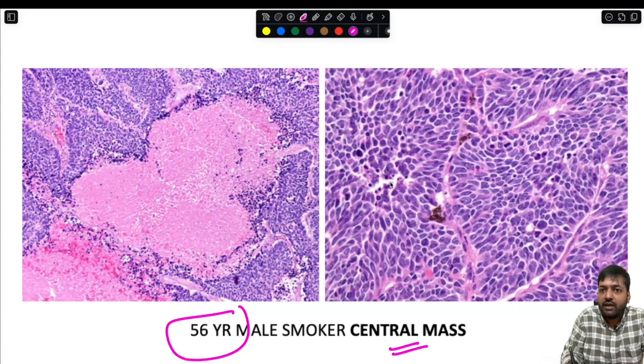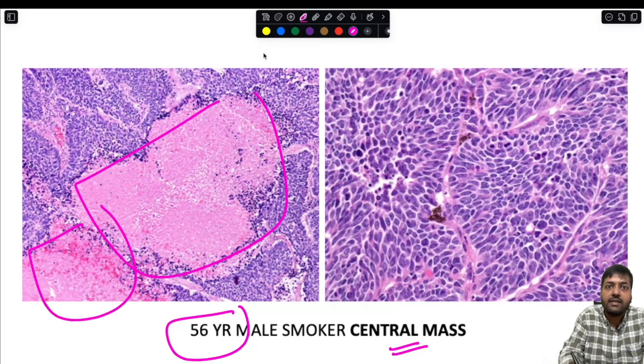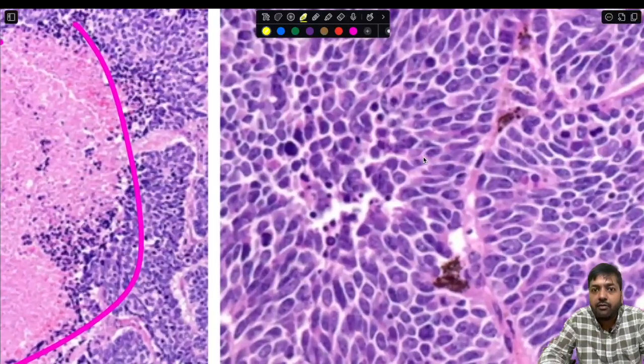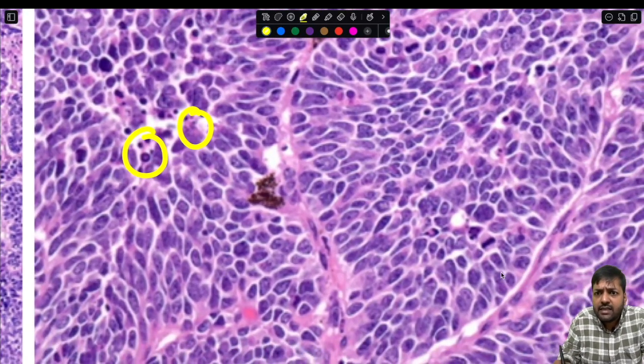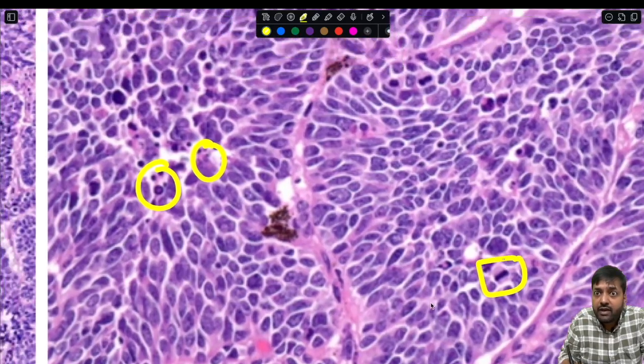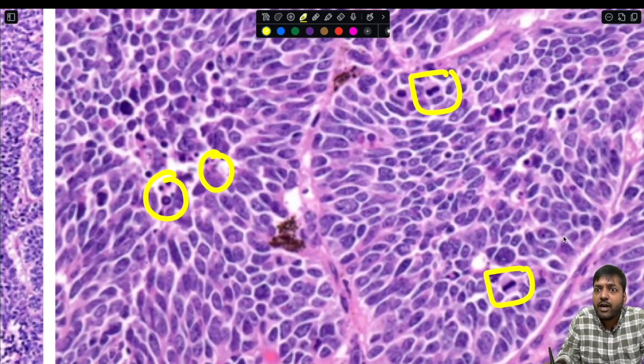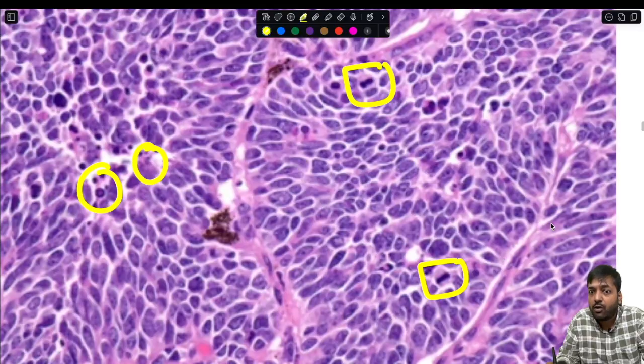What you can see over here are sheets of small round blue cells with the nucleus being round to oval to spindle shaped at places. You can see diffuse sheets of cells. Second, you can see large areas of frequent necrosis. In the high power view, there are certain very important features. You can see several apoptotic cells and a lot of mitotic figures. So there is a high mitotic rate.